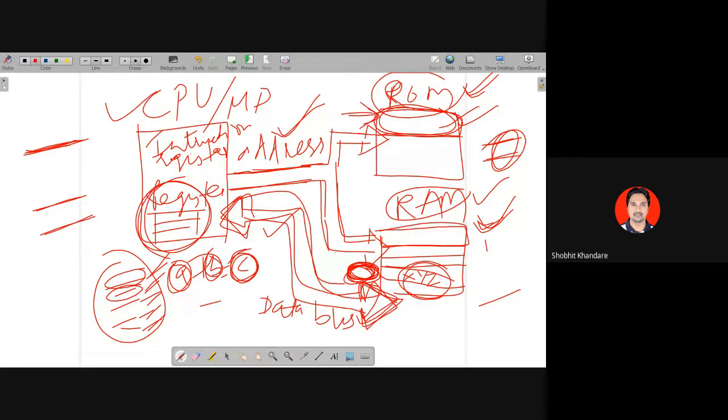In your syllabus, we will be talking about the microcontroller 8051. As far as 8051 is concerned, it is a 16 bit microcontroller. What does this 16 bit microcontroller mean? That thing also you try to understand now.